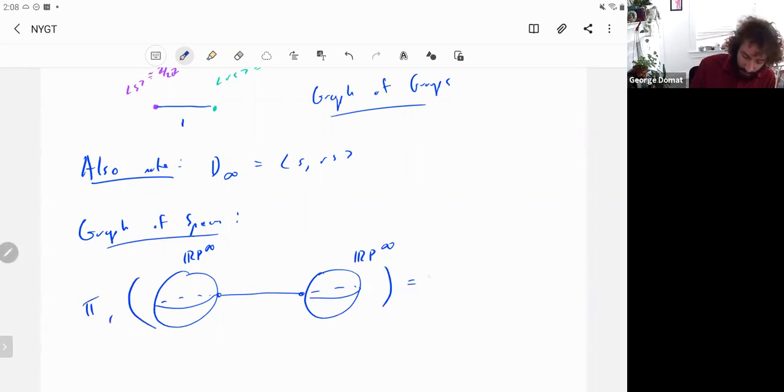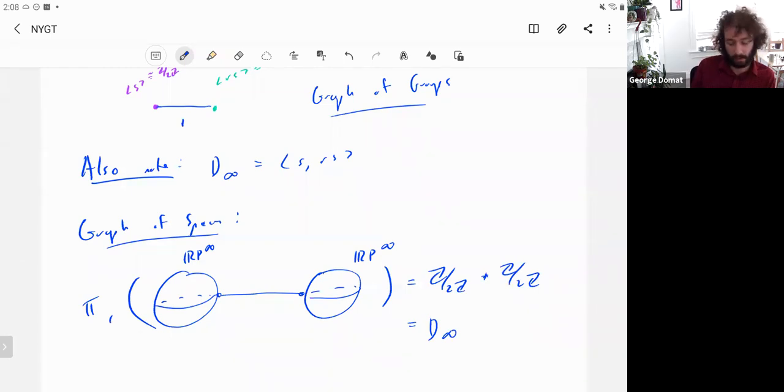And you can just use Van Kampen to see what this is. It's Z mod 2Z free product Z mod 2Z. But we said this is also D infinity, because D infinity is generated by these two elements. So this is how we can use this action on a tree to decompose your group as a free product.